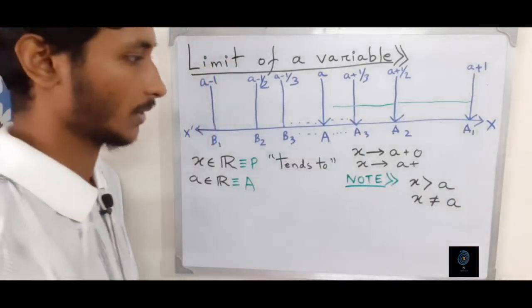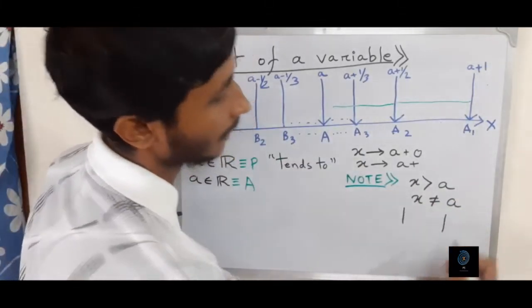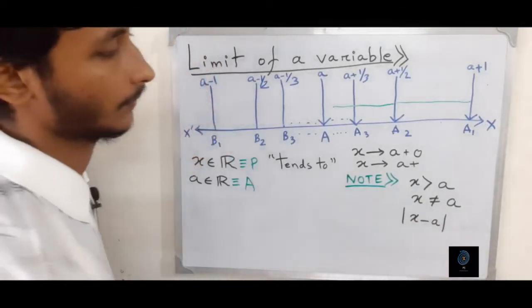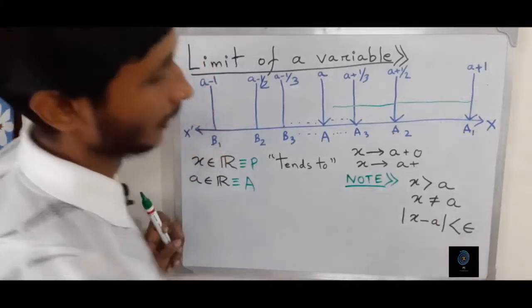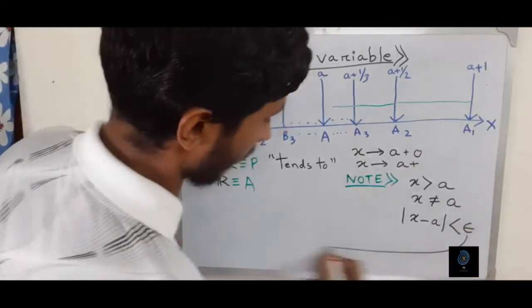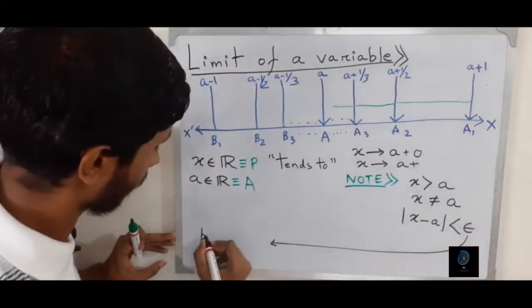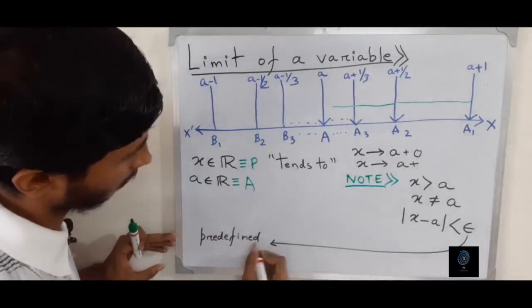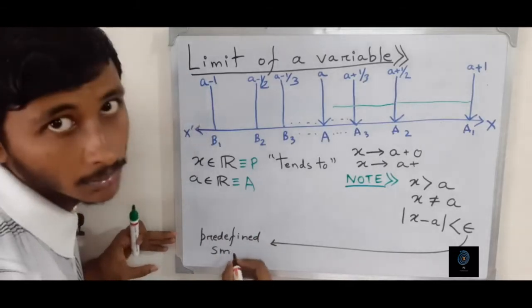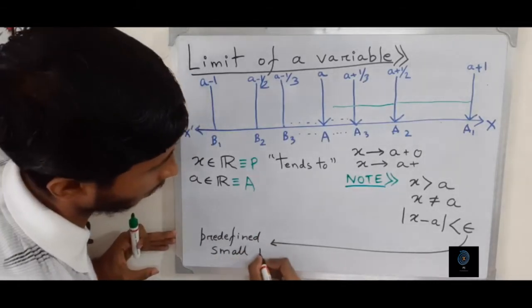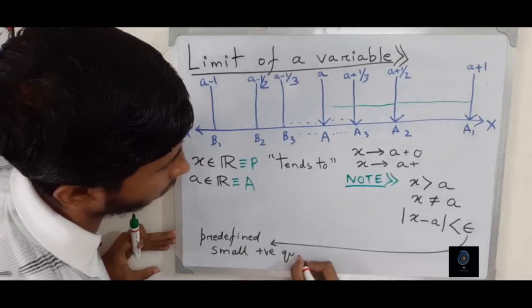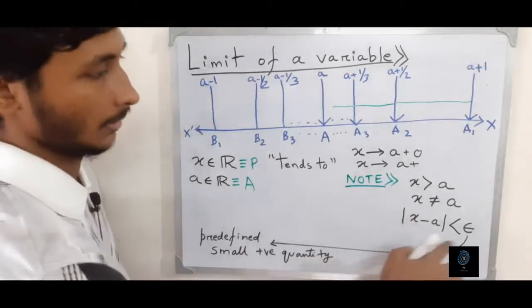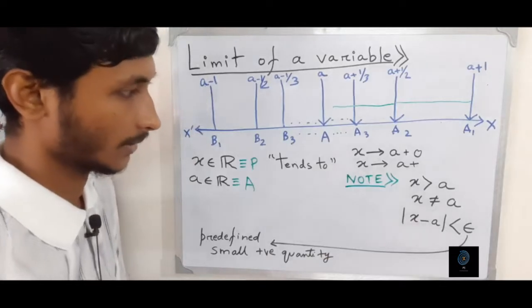And another most important thing, the absolute difference between x and a, that is |x minus a|, will be less than epsilon. Here what is epsilon? Epsilon is a predefined small positive quantity. What does this mean? I will illustrate through an example.